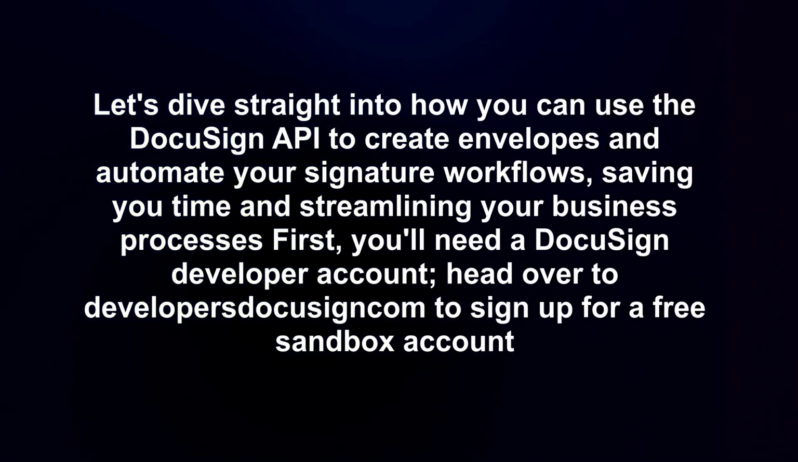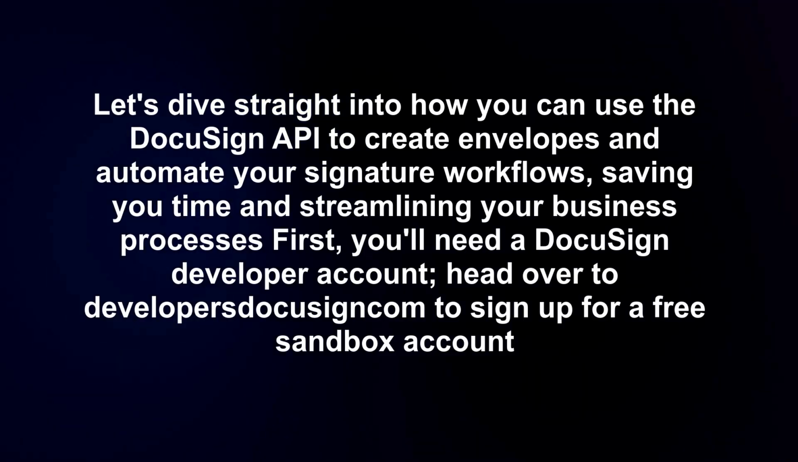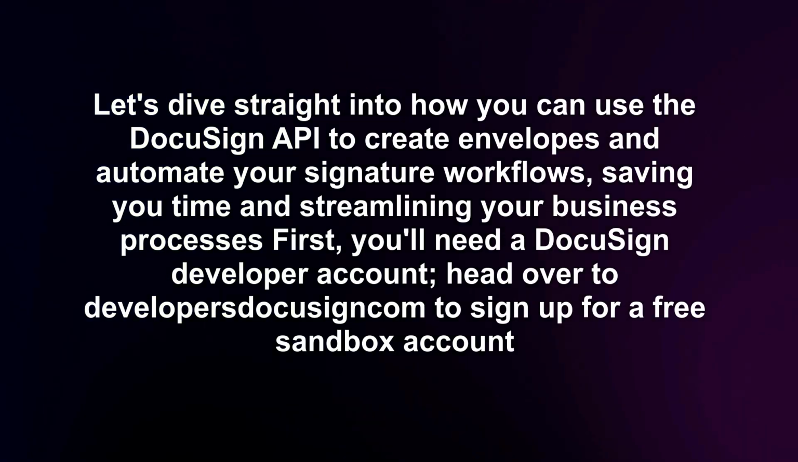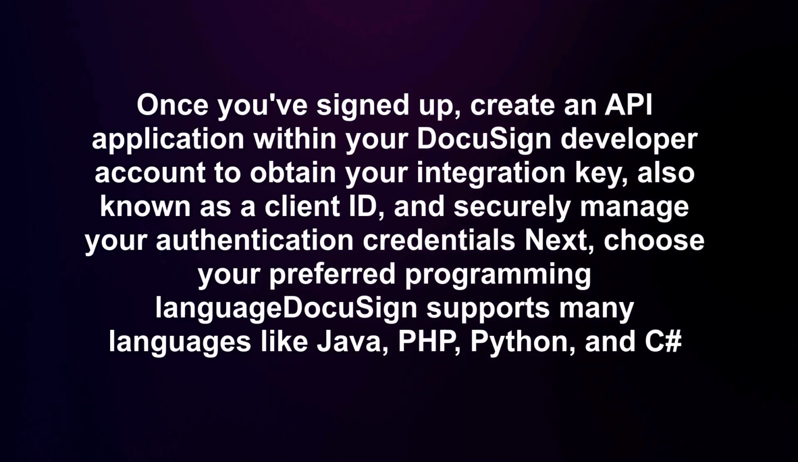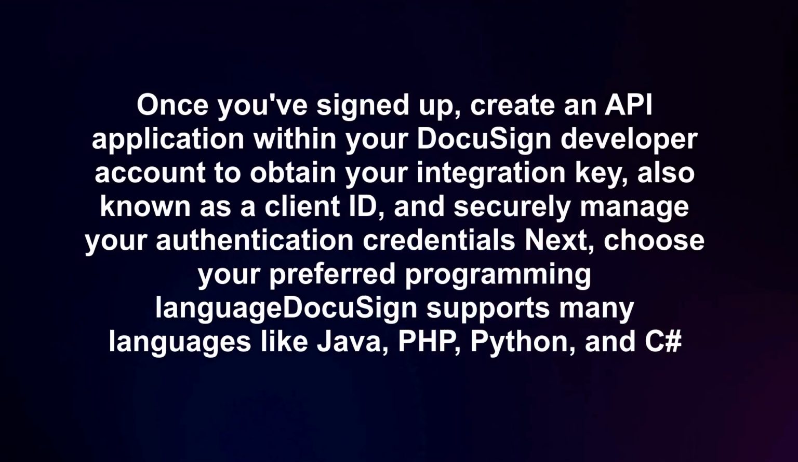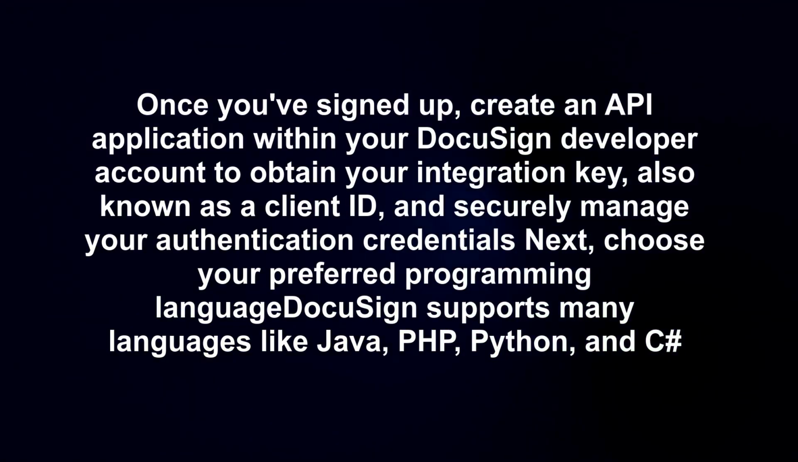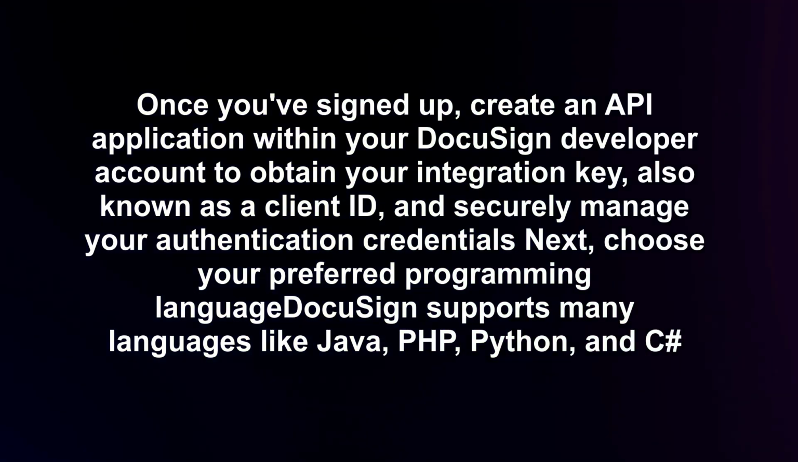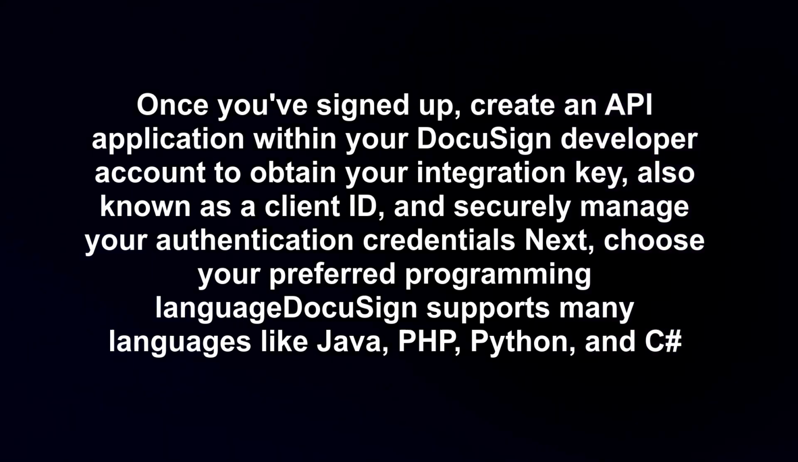First, you'll need a Docusign developer account. Head over to the Docusign Developer Center to sign up for a free sandbox account. Once you've signed up, create an API application within your Docusign developer account to obtain your integration key, also known as a client ID, and securely manage your authentication credentials.